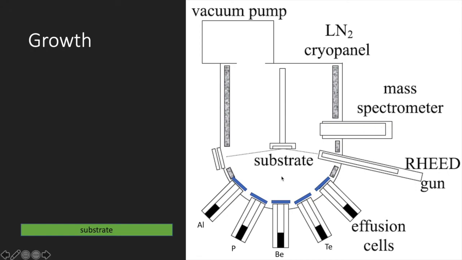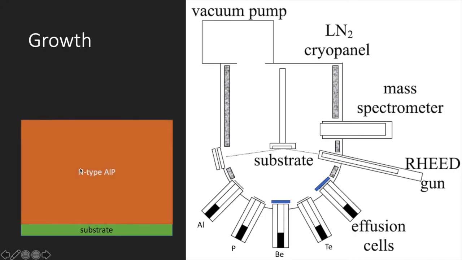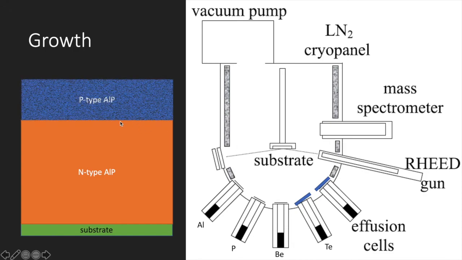So I'm going to heat up my fusion cells. This one's aluminum, phosphorus, beryllium, tellurium. I'm going to heat them up, and then I'm going to open the aluminum, phosphorus, and tellurium shutters. And then I'm just going to let that go for a while, and after some time, I've grown my N-type aluminum phosphide layer. Then I'm going to go ahead and close this tellurium shutter and open up the beryllium shutter. Once that's open, the flux comes out of the beryllium instead of the tellurium, and I'm going to get my p-type layer. And then I'm going to close them all up and take out the substrate.